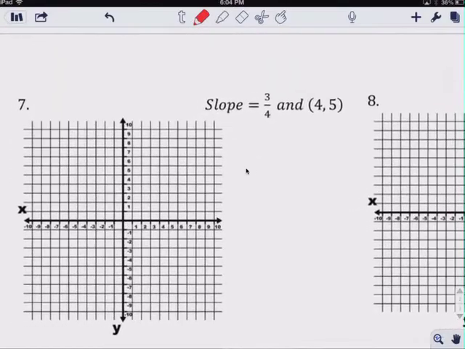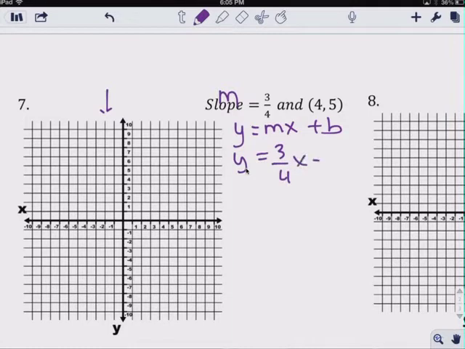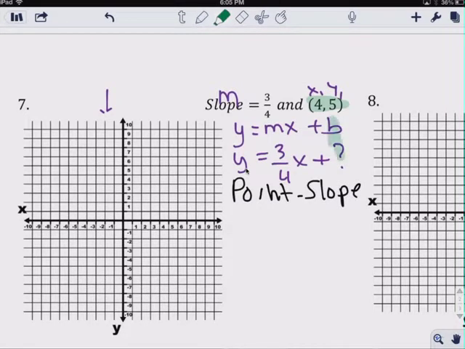Again, you want it in slope-intercept form to graph because they want you to graph this on here. So slope-intercept form is y equals mx plus b. So we got m here. M is slope. So y equals 3 over 4x plus, there's no b here but a point. So we label this point x1, y1. Because there is no b, we use point slope to find the missing b, to find this missing b right here.